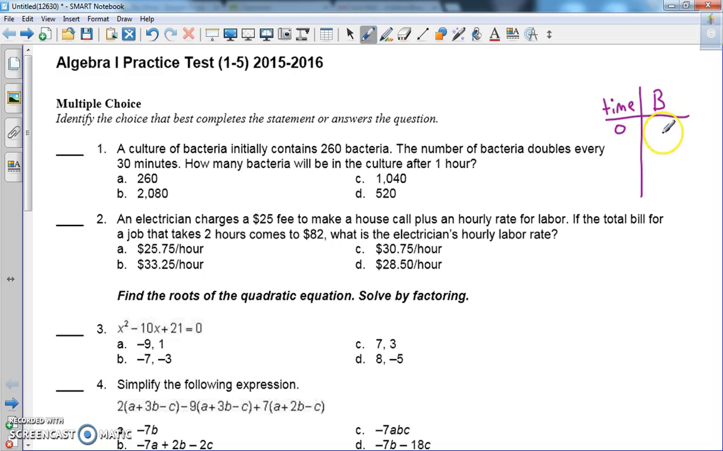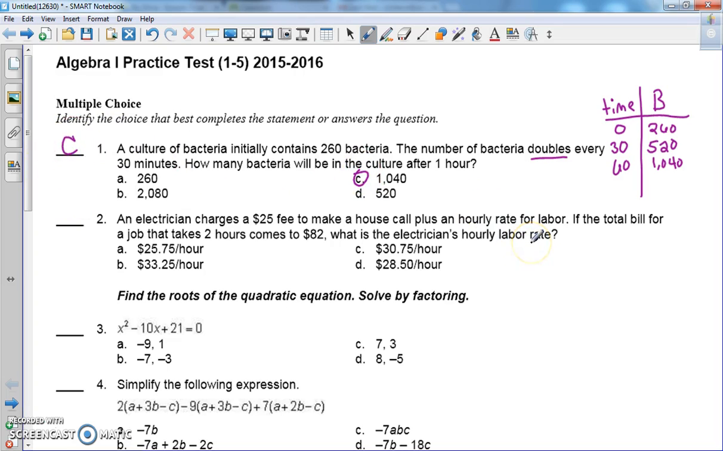So to begin with, at 0 minutes, we have 260. Then every 30 minutes, we're going to double. So from 260, at 30 minutes, we'll have 520. And then at 60 minutes, which is the hour that we're looking for, we will have 1,040. So C will be our answer.